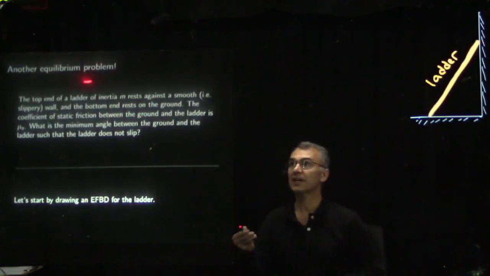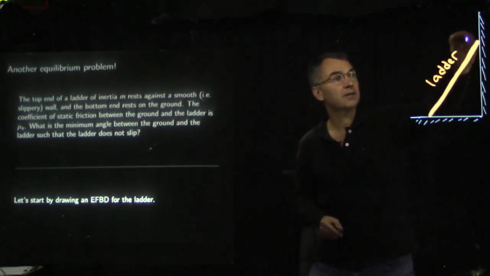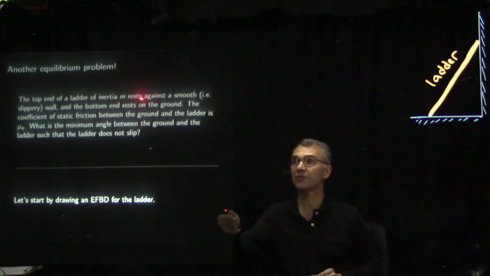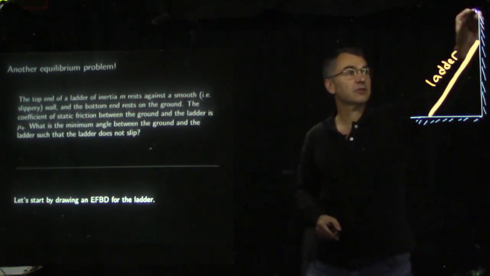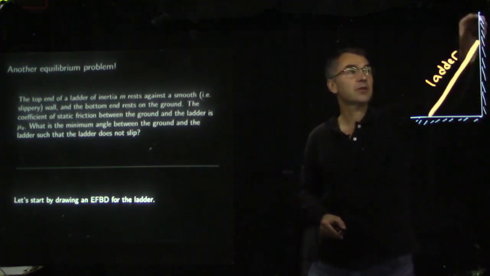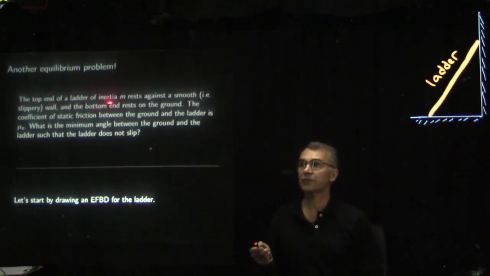Here is a classic equilibrium problem. Here in orange is our ladder. The top end of a ladder of mass m rests against a smooth wall. What does smooth mean? Smooth is sort of a code word here for slippery, meaning no friction. So there's no friction between the wall and the ladder, but there will indeed be friction between the floor and the ladder.